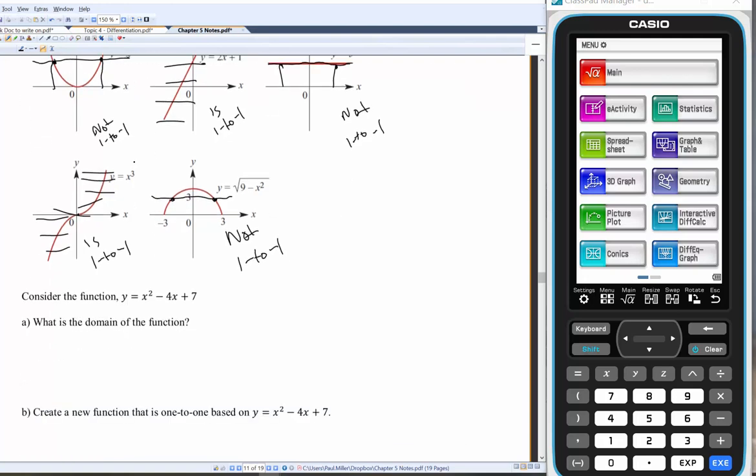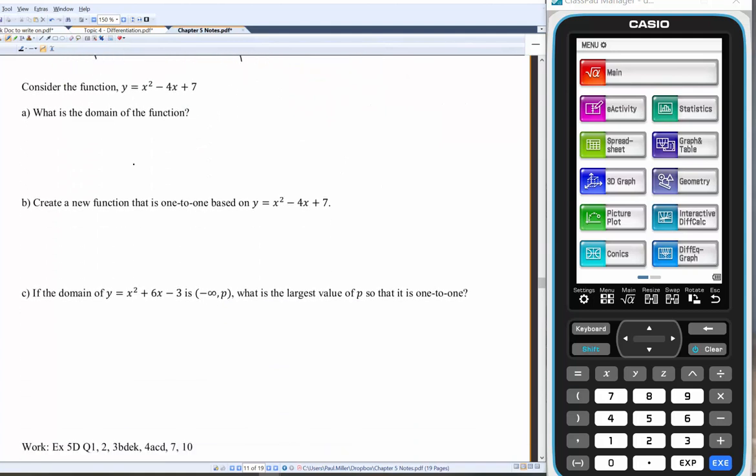Okay, so let's start to apply it a little bit more. So we've got a function here, x squared take 4x plus 7. And what we want to do is write the domain. Okay, so the domain is x is an element of all real numbers, okay, because it's a parabola. Now, what we want to do is create a new function that is one-to-one based on this, okay?